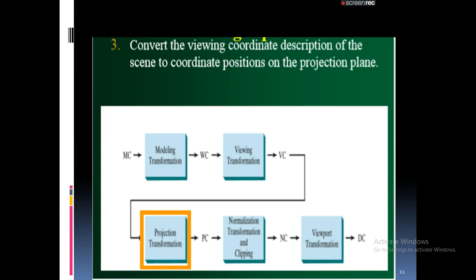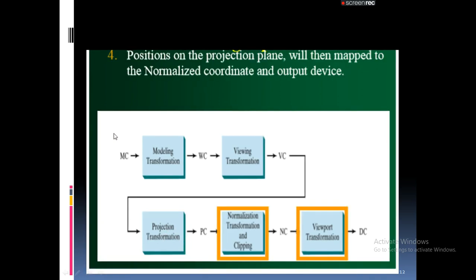Meaning here we need projection transformations. I have written it clearly here, see the yellow color: map viewing coordinates to projection coordinates with the help of projection transformations. This is step 3. Step 4 is we need to map positions on the projection plane.